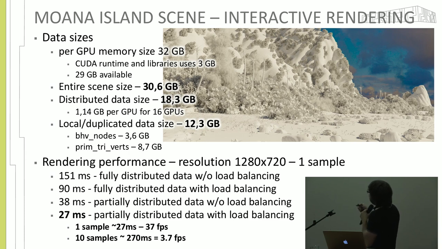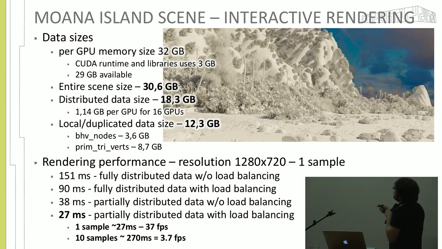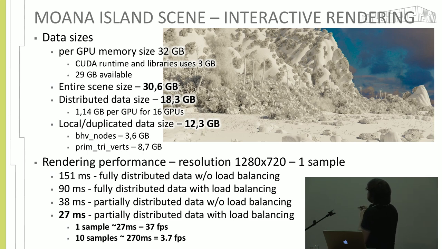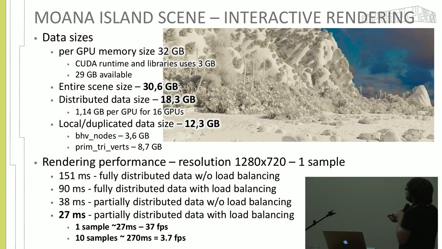So we have per GPU, as I said, 32 gigabytes of memory. The runtime and the libraries that we're using take up to 3 gigabytes of that memory. So we have about 29 gigabytes available for our user data. The size of the entire scene was 31 gigabytes. Out of that, 18 gigabytes have been distributed, in the sense that we just take 1.15 gigabytes per GPU, and then the arrays that we duplicated had a size of 12 gigabytes. So in total, we used 12.3 plus 1.2 gigabytes of data.